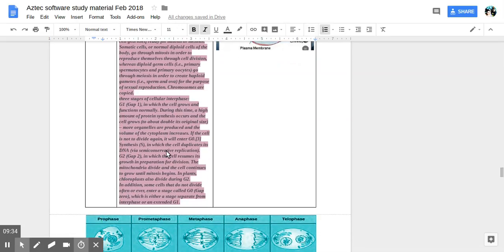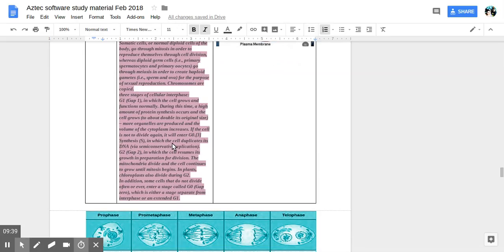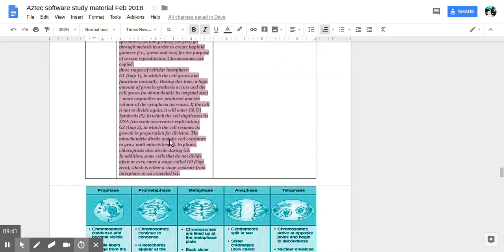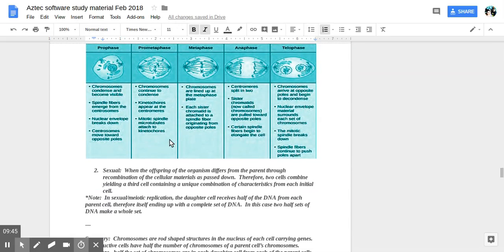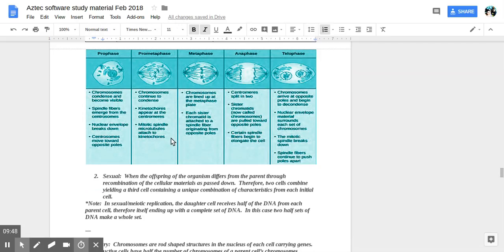And so then interphase leads to prophase, and you just have that cycle of prophase to metaphase to anaphase to telophase to interphase. We'll continue in the next part. Thank you.